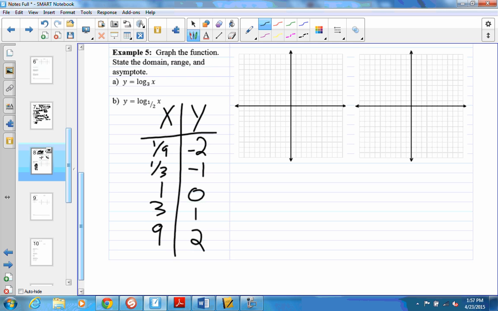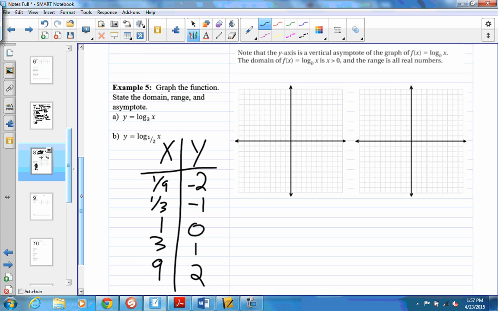That's it. Now I'm just going to graph. All right, so let's get up here and graph this. Here's where a lot of people switch it up. We plugged in y and got x. That doesn't mean my x and y values are switched. I need to still go 9 and 2, right? So 9 and 2, 3 and 1, 1 and 0, 1/3 and -1, and 1/9 and -2.